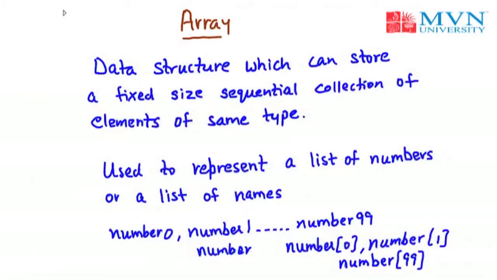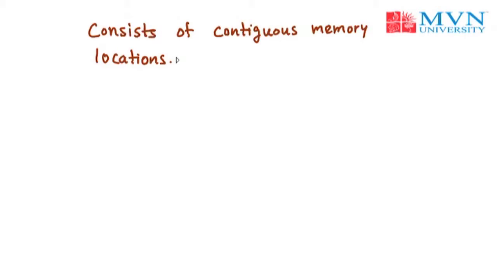A specific element in an array is accessed by an index which we have to provide within the square bracket. So the number that is enclosed within the square bracket is known as the index. All arrays consist of contiguous memory locations. The lowest address corresponds to the first element and the highest address to the last element.